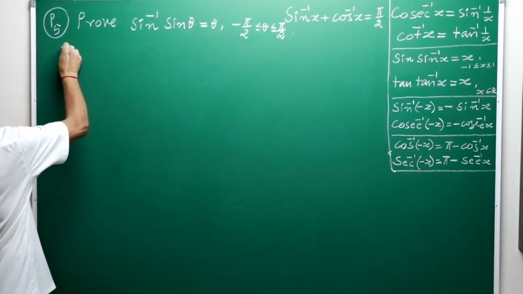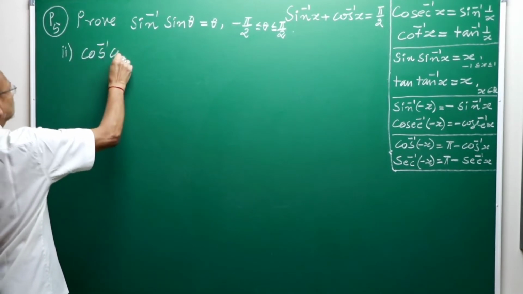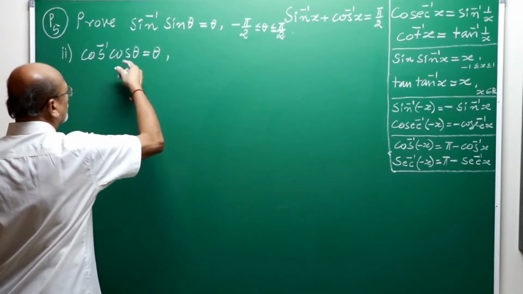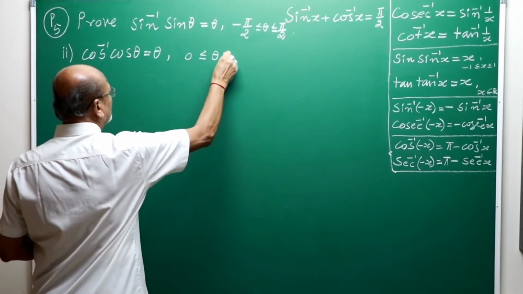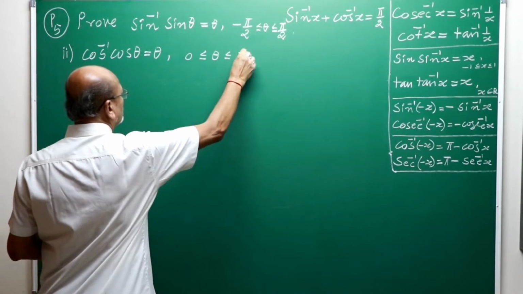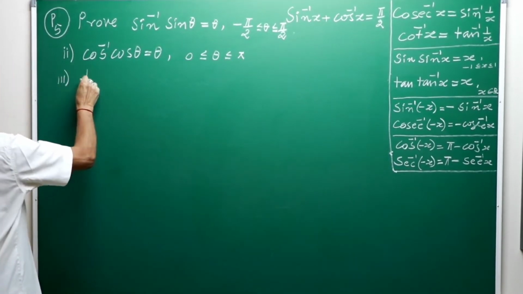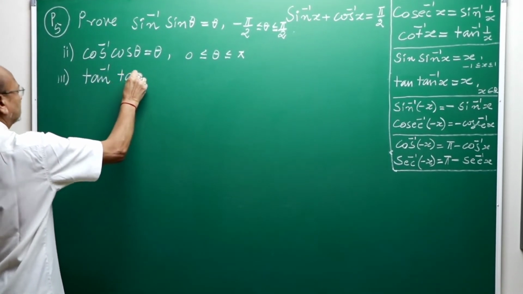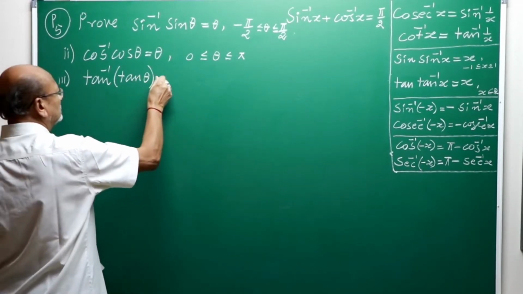Second one, cos inverse of cos theta equal to theta. What about the range of cos inverse? It is 0 less or equal to theta less or equal to pi. Third one, tan inverse of tan theta. What is it? This will be theta.